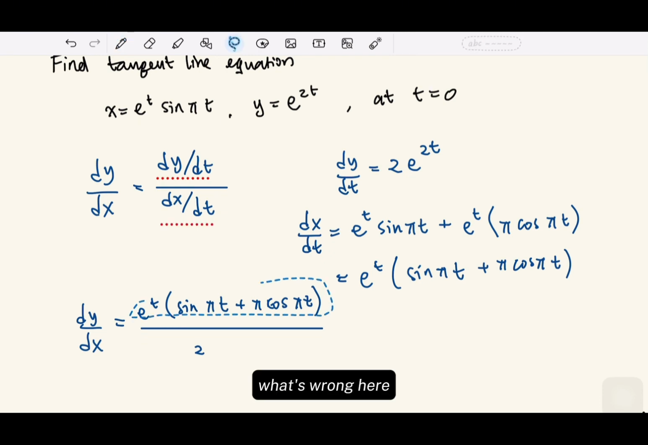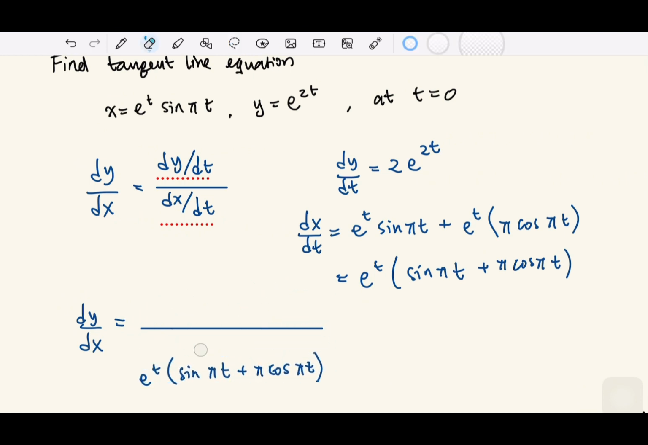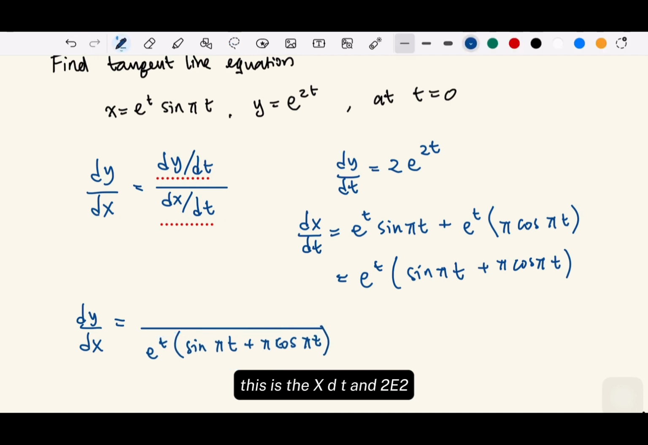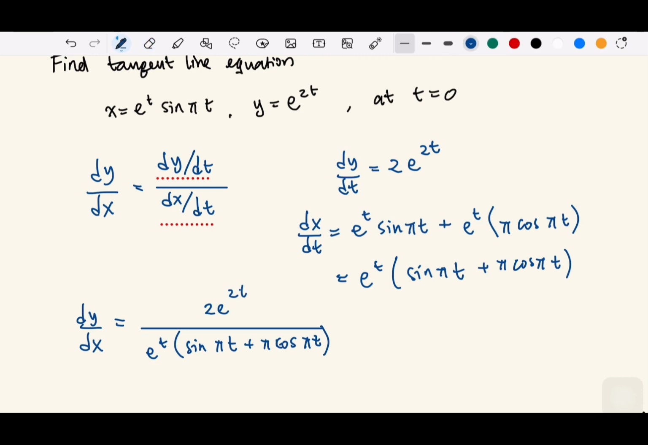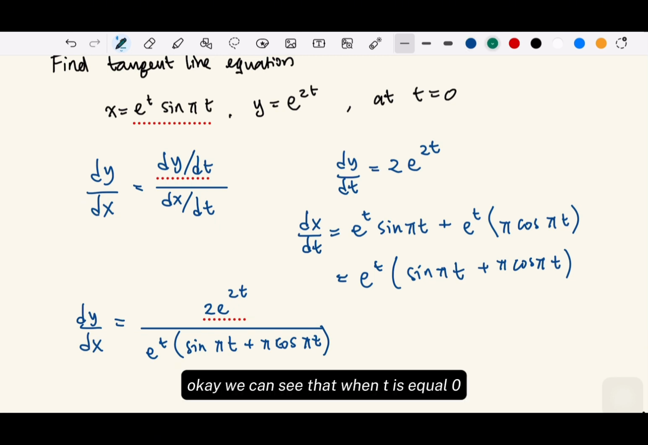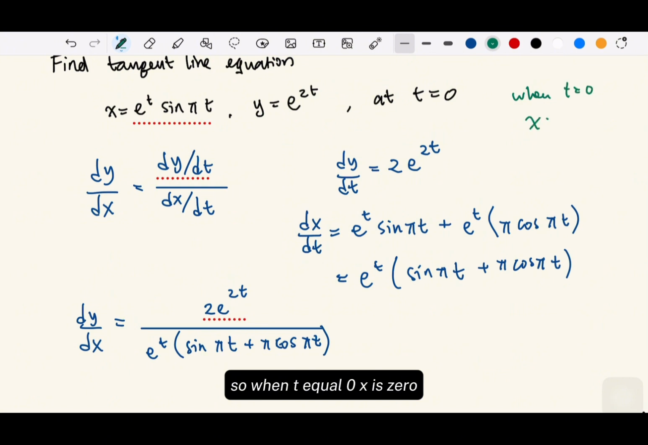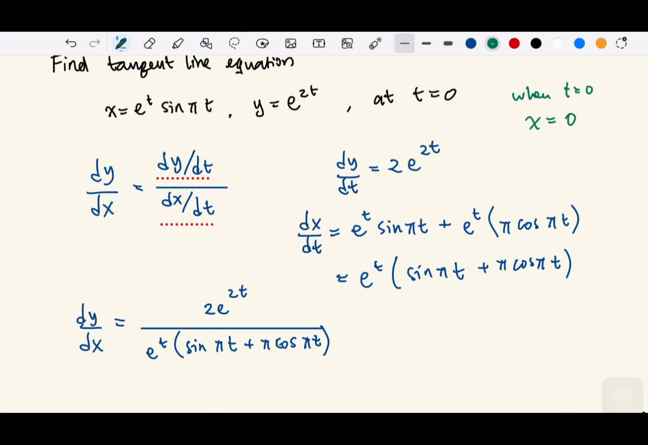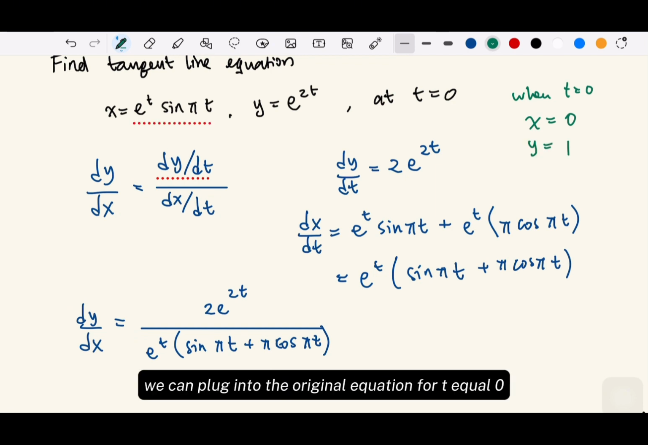This is wrong here. It should be that. This is the x dt and 2e 2t. Okay, we can see that when t equals 0, x is 0, right? And y will be 1. We can plug into the original equation for t equals 0.